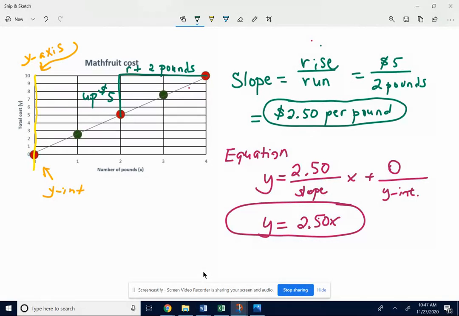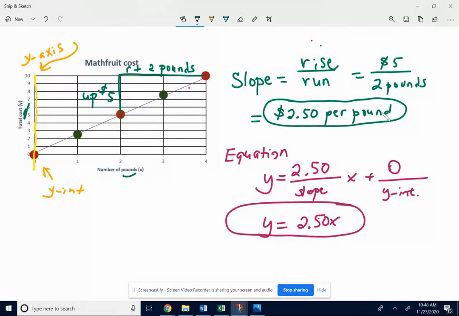Okay, to find my slope, my slope is rise over run. You can pick any 2 points you want. I chose 2 points a little bit farther apart. I thought that'd be a little easier. So to get from one point to another, I'm going up $5 over 2 pounds. Okay, I'm going up $5 because that's cost over 2 pounds. Okay, because that's my x-axis label. So my slope would be $5 over 2 pounds, rise over run. That'd be $2.50 per pound.